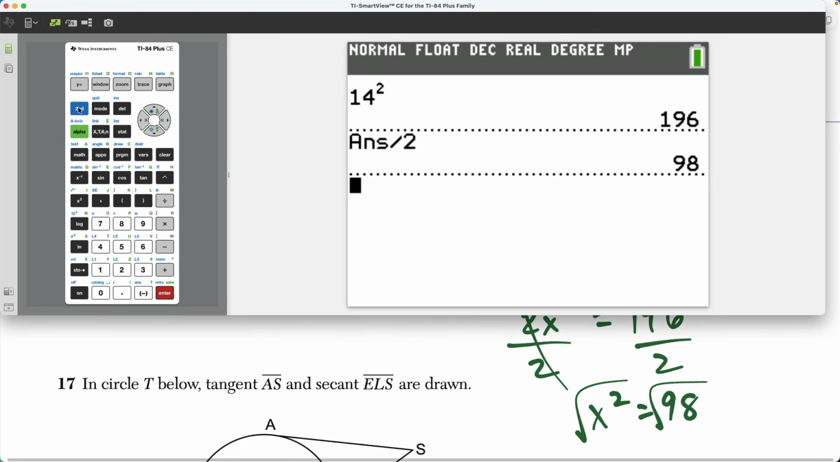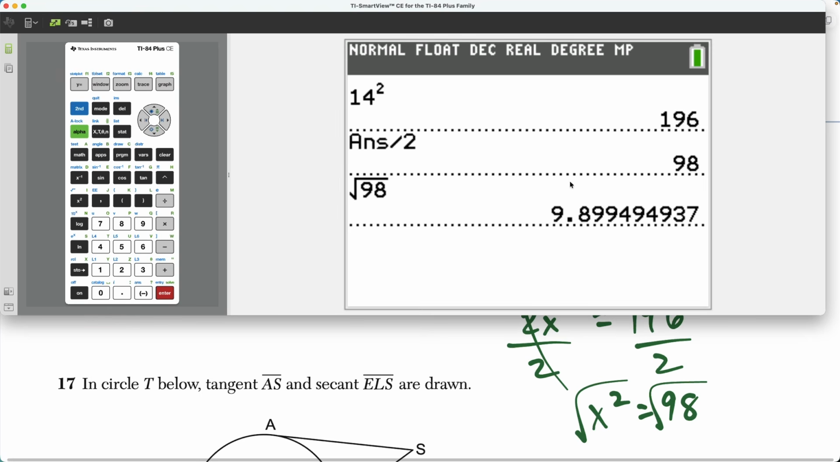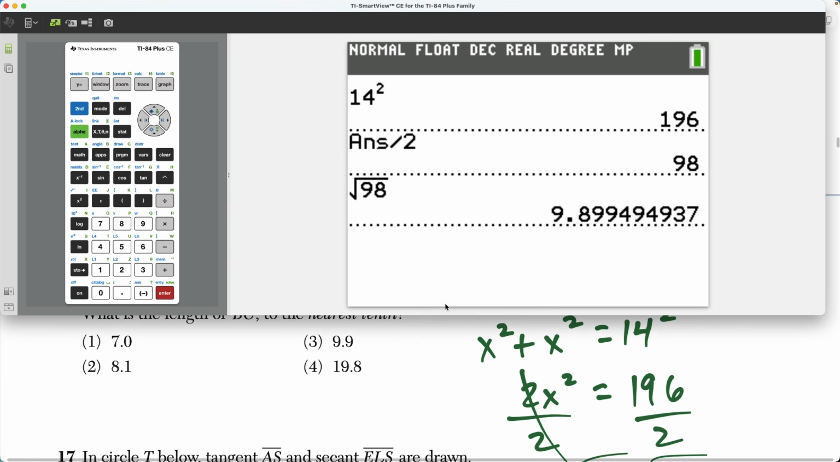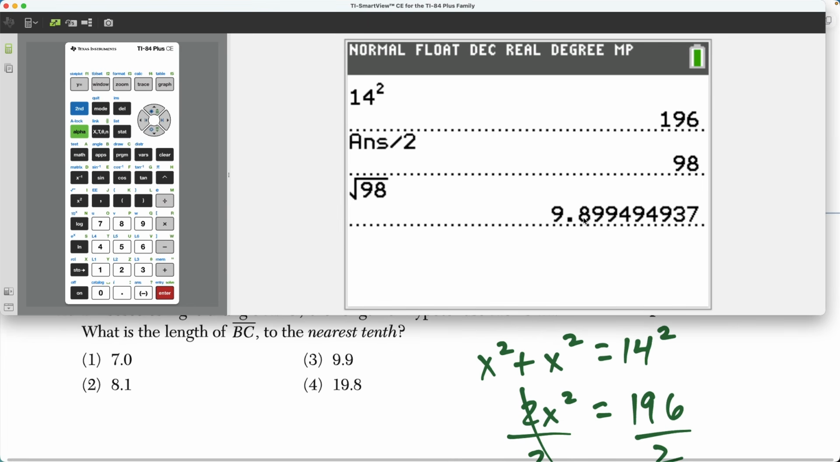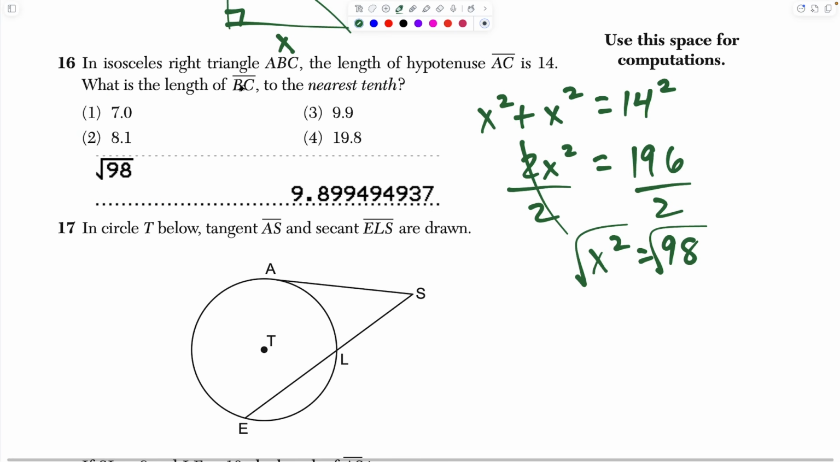And to take the square root, I press second x squared. And then I put 98 in. And this is going to work out to the nearest tenth. So I look at the tenth place, which is an 8. To the right is a 9. So I round to 9.9. So our answer to 16 is going to be choice 3.